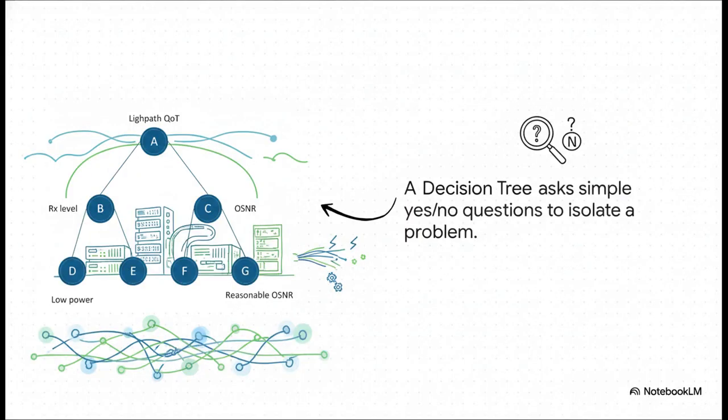First up on our AI team is the decision tree. This model is like a super logical diagnostician. It just follows a simple flowchart. It looks at the data and asks a series of simple questions. Is the power level too low? Yes or no? Is the signal-to-noise ratio okay? Yes or no? By going through this checklist, it can just, boom, rapidly pinpoint exactly what's going wrong.